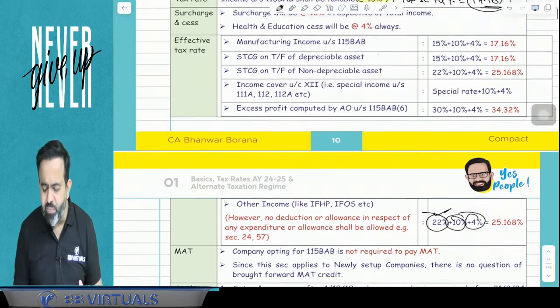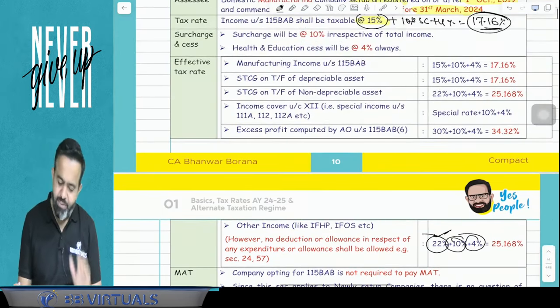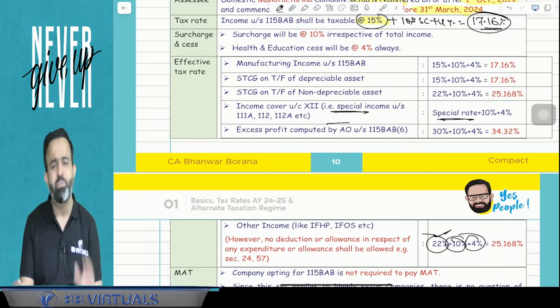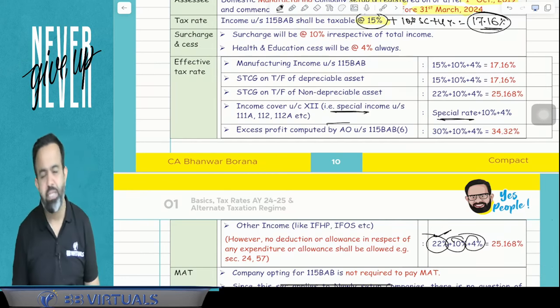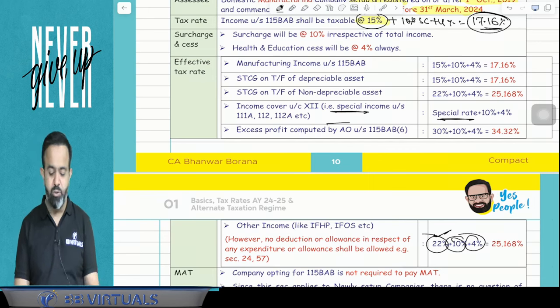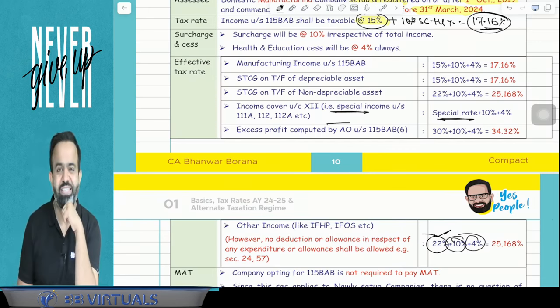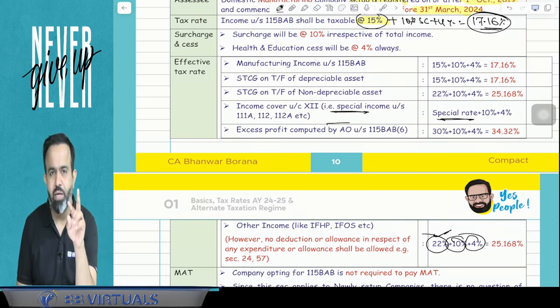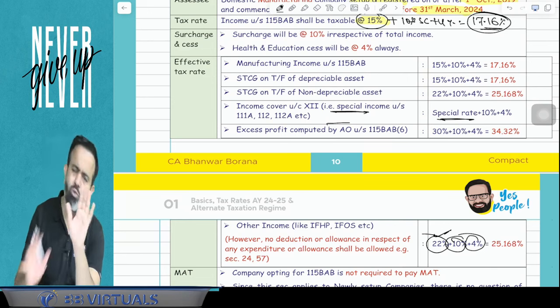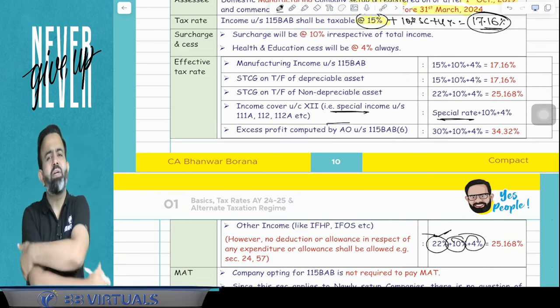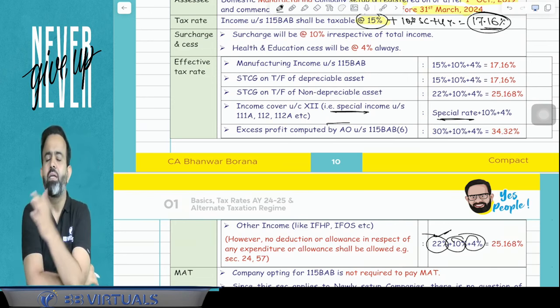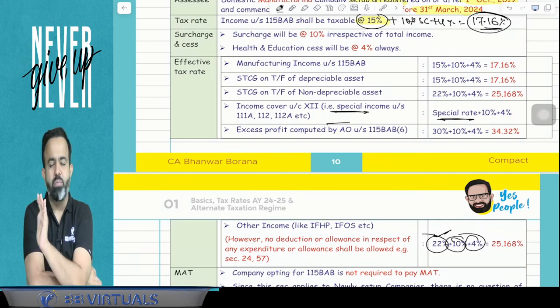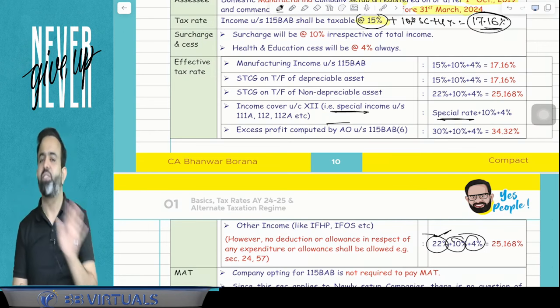But sir, what about the special rates of income? Special rates of income will be taxable as per special rates only. Just add the 10% surcharge and 4% health and education cess. Now, what about the normal short-term capital gain? Normally, you know that there are two types of short-term capital gain. One is 111A, which is 15%. That is your special rate of income. So special rates of income are taxable as per special rates.